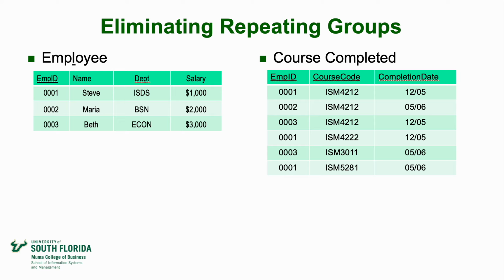You see that we created two separate tables, namely employee and course completed, and that we established a relationship between the two because employee ID, the primary key in employee, has become part of the composite primary key of course completed and therefore is a foreign key in this table.